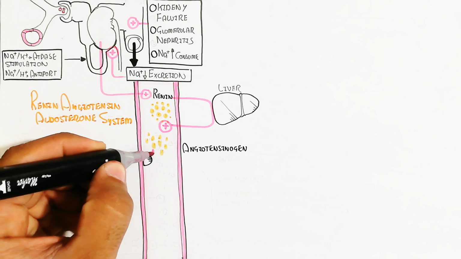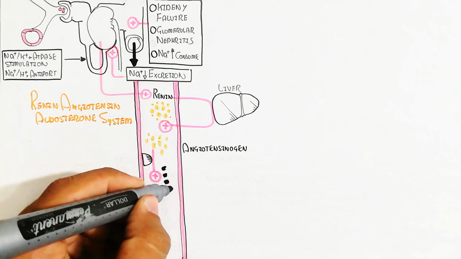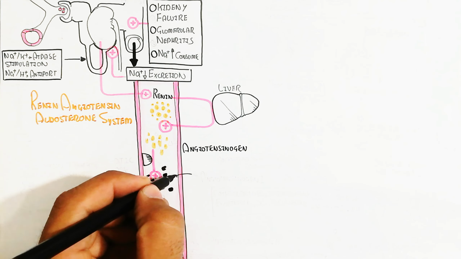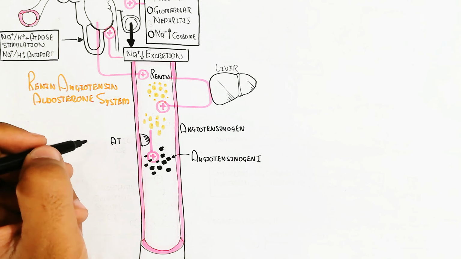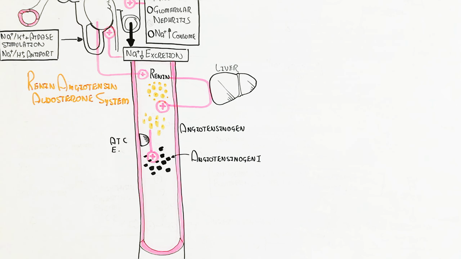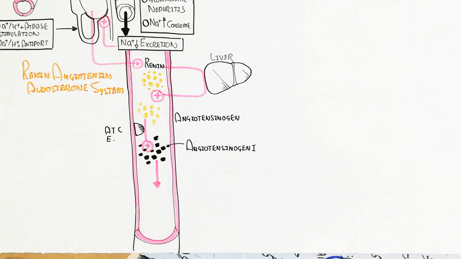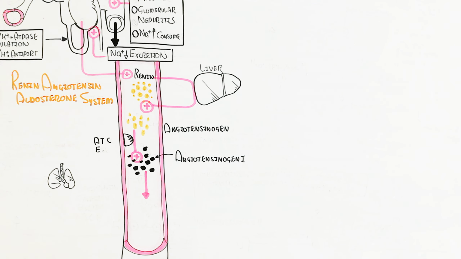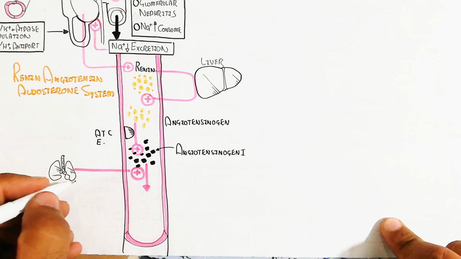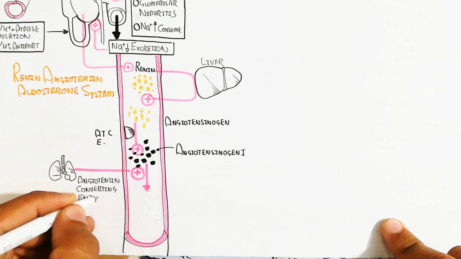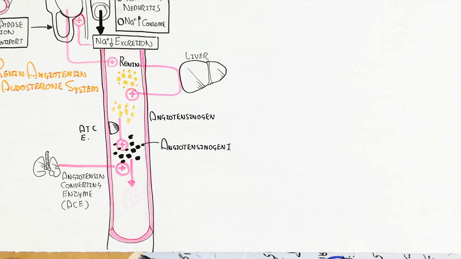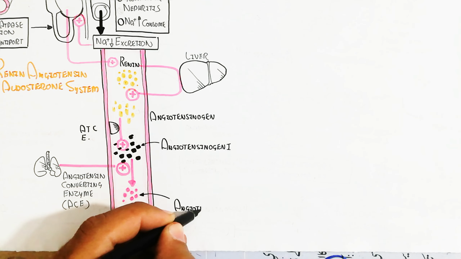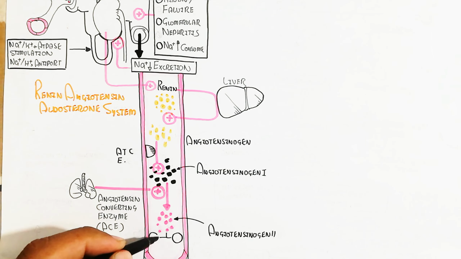Angiotensinogen is the inactive precursor of angiotensin 1 and 2. Angiotensin 1 is produced by the converting enzyme. So not angiotensinogen but angiotensin 1. And angiotensin 1, due to the angiotensin-converting enzyme, ACE for short, is converted into angiotensin 2.